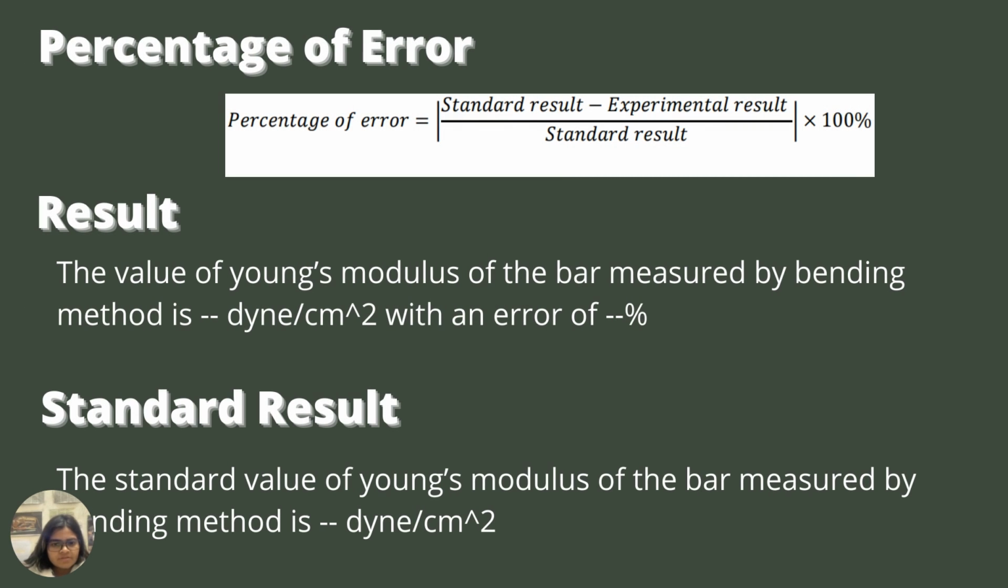Percentage of error is equal to standard result minus experimental result, divided by standard result, into 100%. The unit of the result will be dyne per centimeter squared.